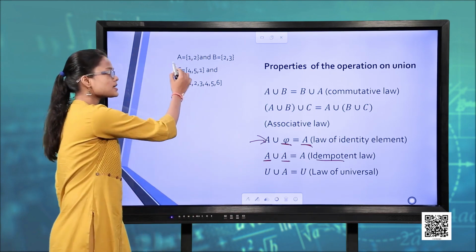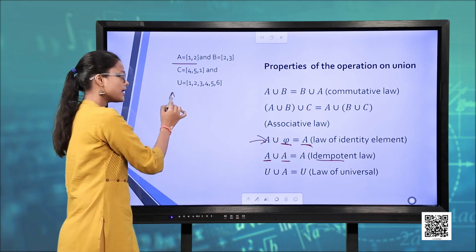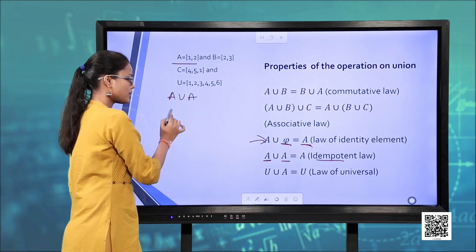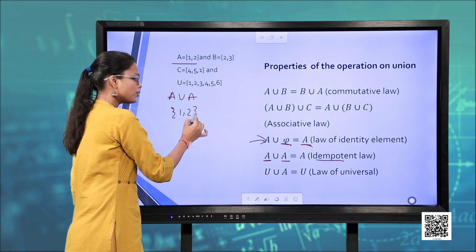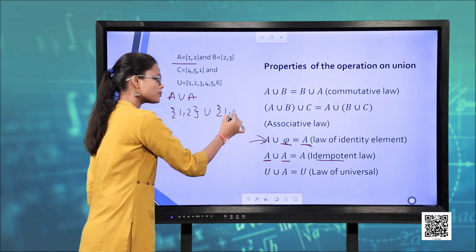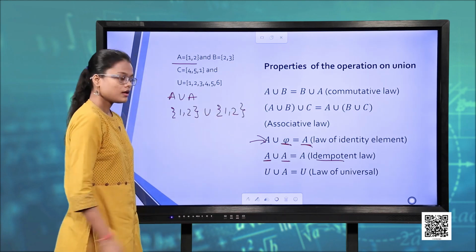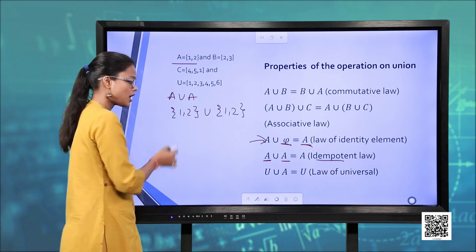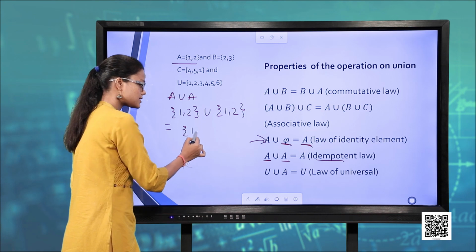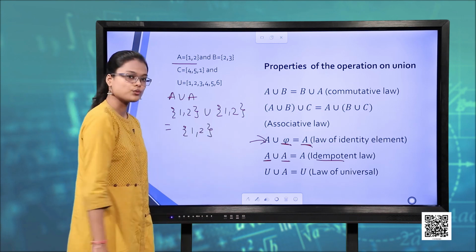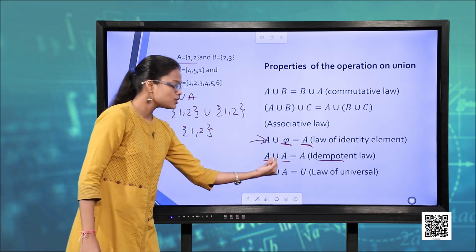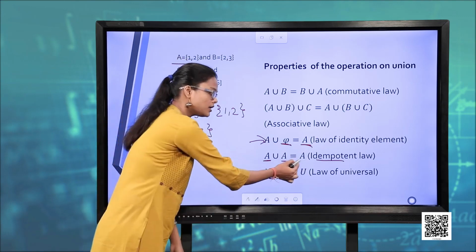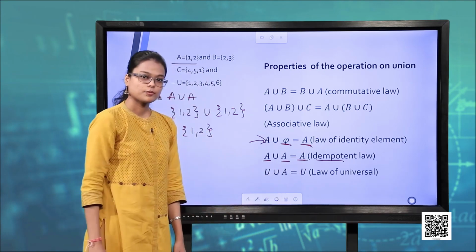As you can see in this case, let us take an example. A union A, 1, 2 union 1, 2. Is there any other element that we are going to add in this? No. The answer will be the same, that is 1, 2. So A union A comes out to be the set itself.